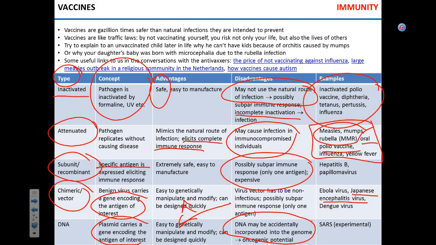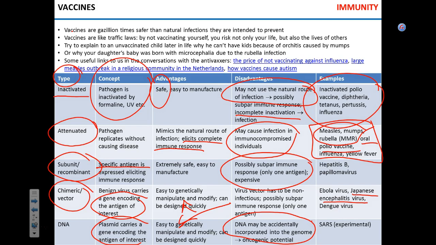And based on my knowledge, I worked with DNA-based vaccines a little bit. It's not that it may incorporate. It does incorporate. And this is why these vaccines are so effective. Imagine that you have a fragment of DNA that carries a gene. The gene produces an antigen that gives you protective immunity.